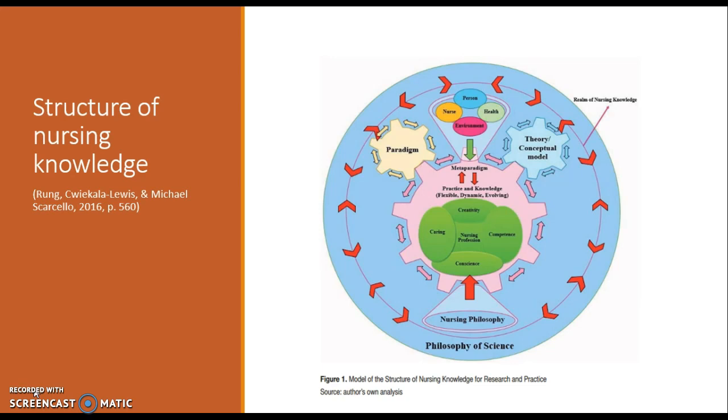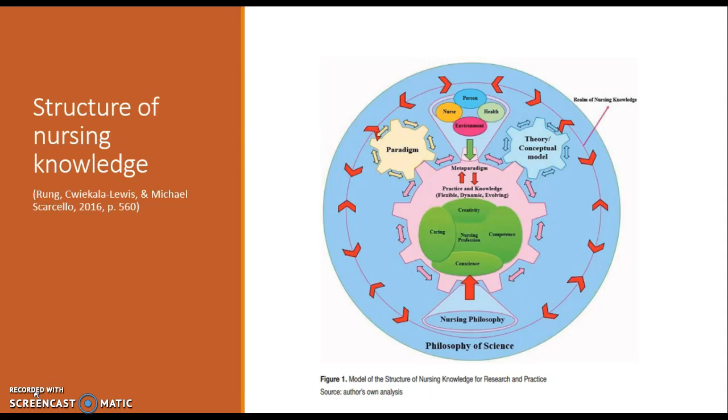This is a visual representation of the structure of nursing knowledge. I found this very helpful. It shows on the outer ring how philosophy of science can integrate into the nursing philosophies. And then from the nursing philosophy, it enters into the main gear, which is our nursing profession, our competence, our caring, our creativity, our conscience. And from there, that is in the meta paradigm, which is our practice and knowledge. It shows that it's flexible, dynamic, and ever evolving. It can go left and right and turn whichever way it wants to.